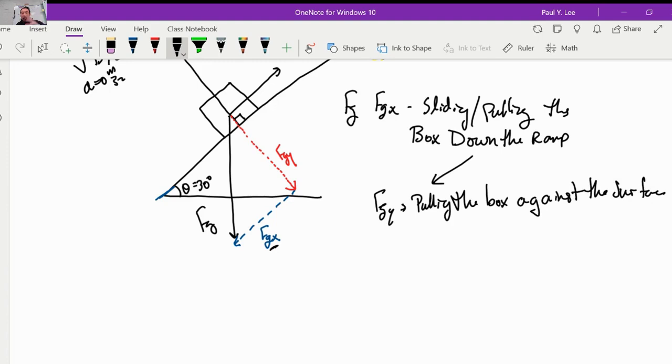That way the box doesn't fly off the ramp or dig into the ramp. It is just along the ramp. FGY is pulling the box against the surface, but FGX is sliding the box down the surface or down the ramp. All right, so here's how you know that you did it correctly.